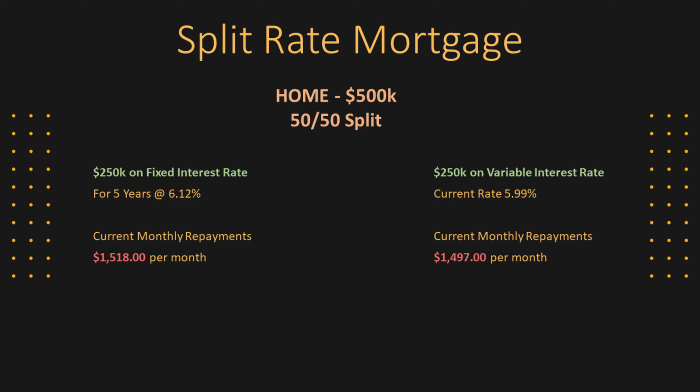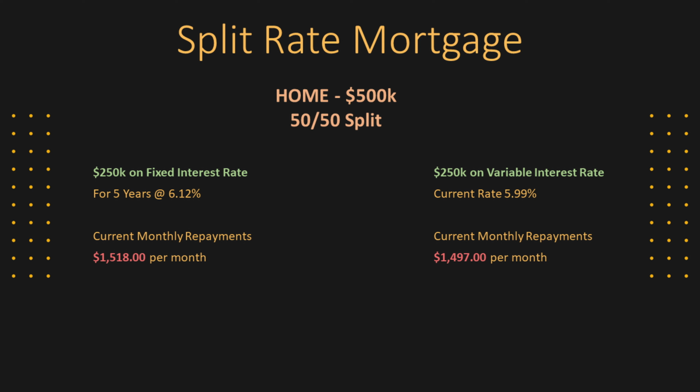A split home loan is when you divide your loan into multiple parts, assigning a portion of the loan to have a fixed interest rate and the remainder to have a variable interest rate. This allows you to enjoy the benefits of both fixed rate and variable rate mortgages simultaneously. So this can make more sense.